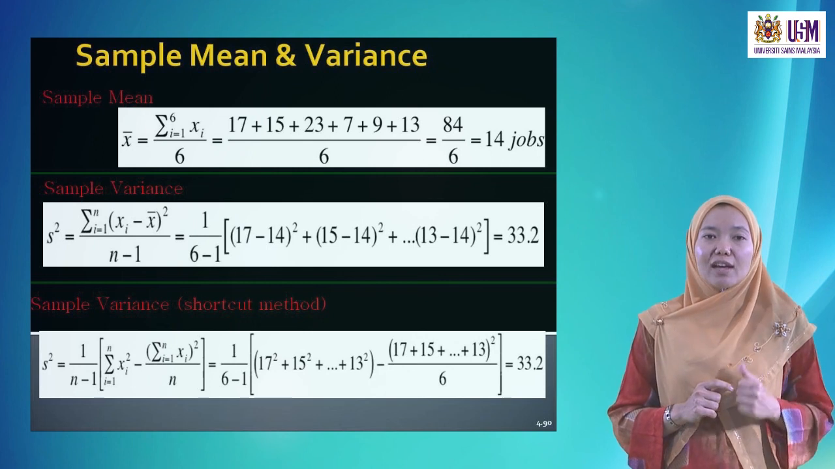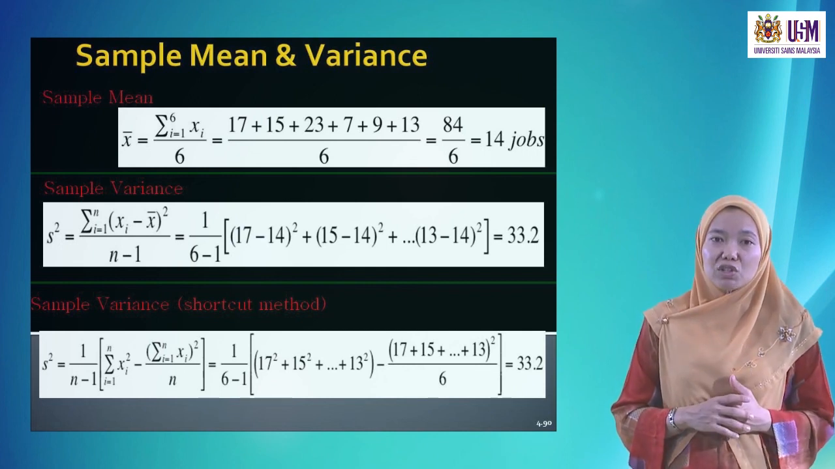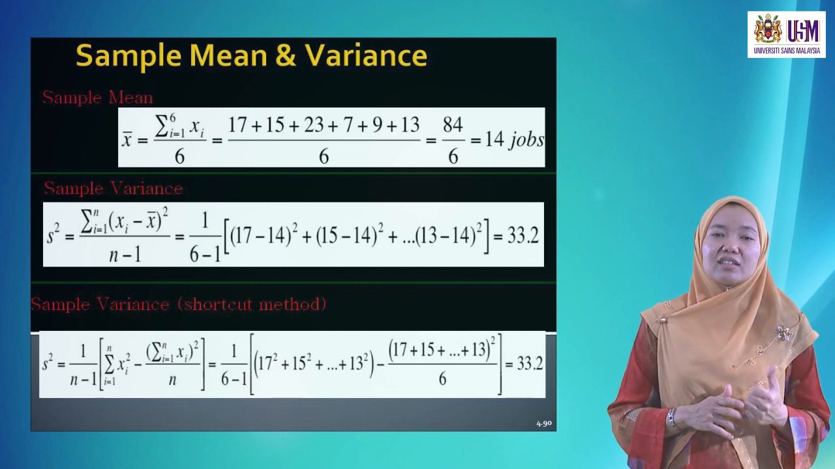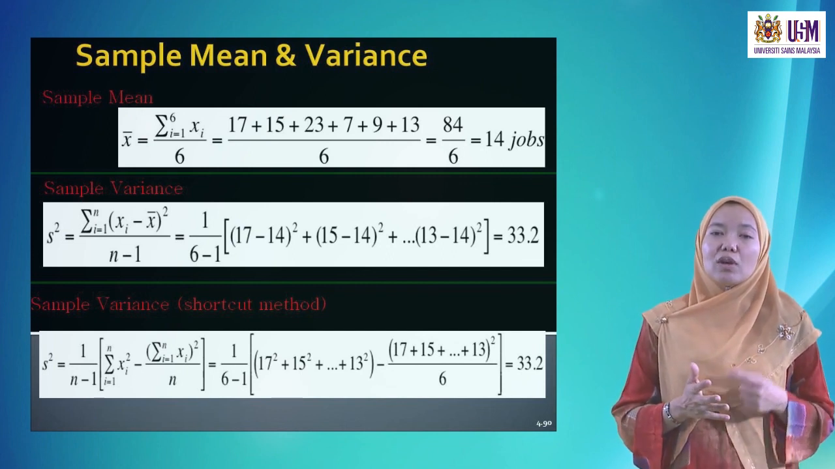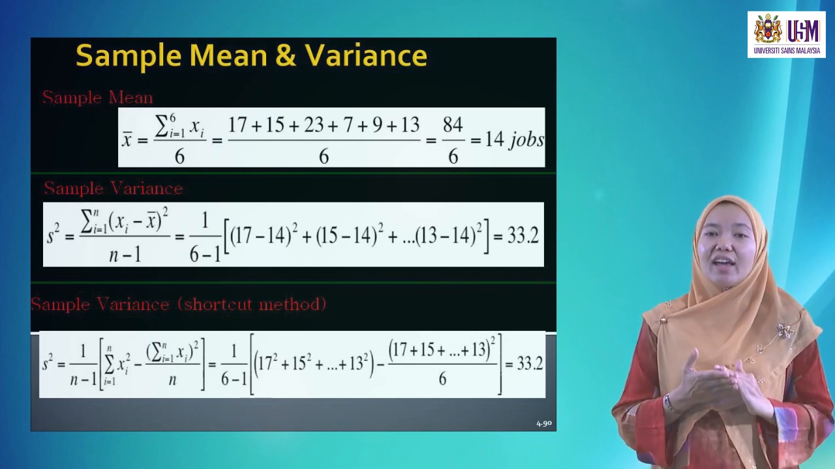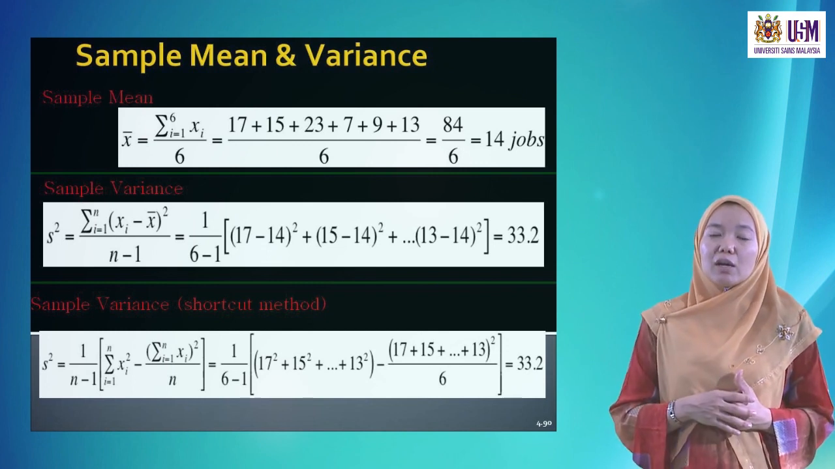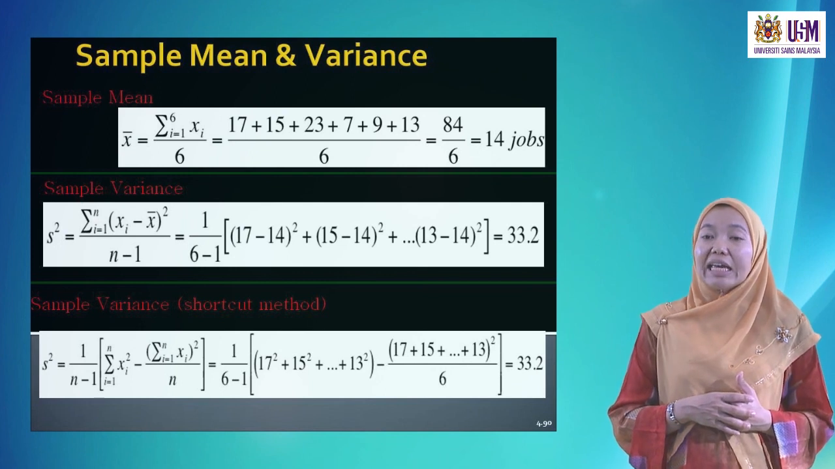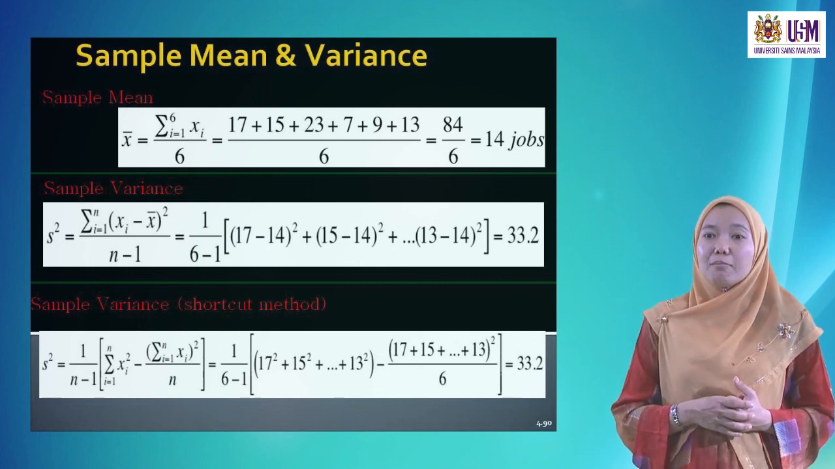For manual calculations, you need to use the formula. In this case, the sample mean x bar is given as the summation of all 6 observations, that means xi number 1 until xi number 6, divided by the total number of observations, which is 6. So you add up 17, 15, 23, 7, 9, and 13, and because there are 6 observations, divide by 6. The numerator adds up to 84, the denominator is 6, so you get 14. That is the average number of jobs, the mean.